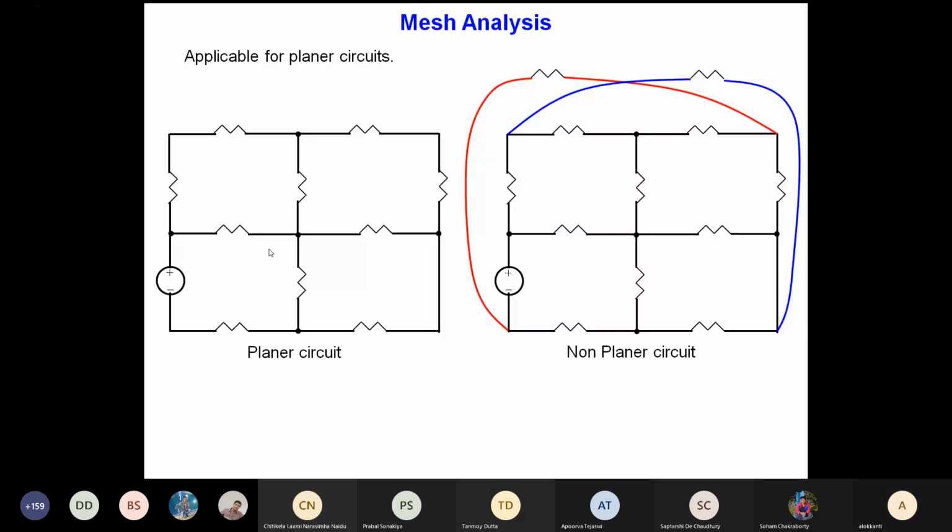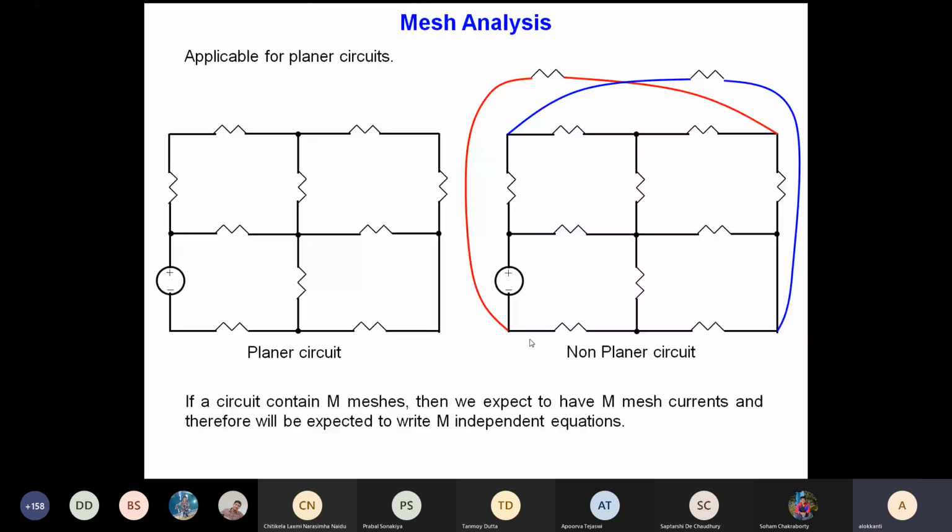So if a circuit contains m meshes, that means this planar circuit, you see each of these windows is basically a mesh. If you move within the window, you are basically encountering one mesh. So if a circuit contains m meshes, then we can expect to have m mesh currents, and so ultimately we have to write down m independent equations. We will come up with an actual example, because the diagram that I'm showing is abstract. No values are given. We'll have to do a lot of problems also.